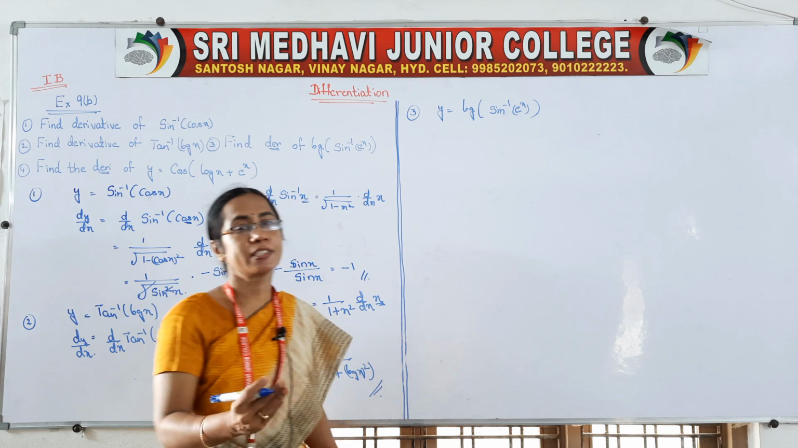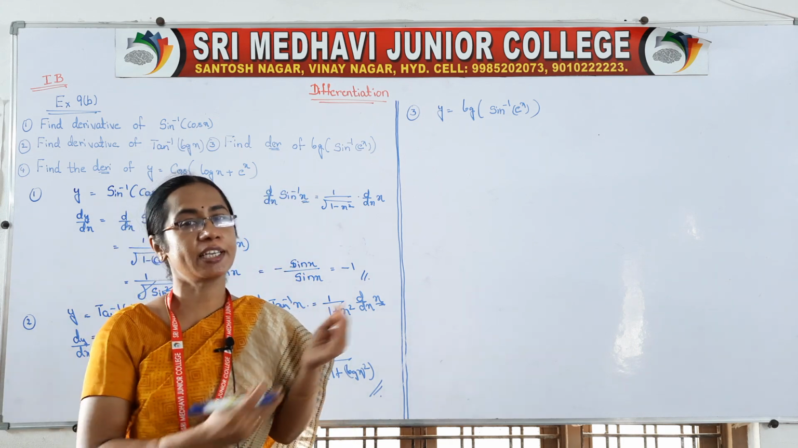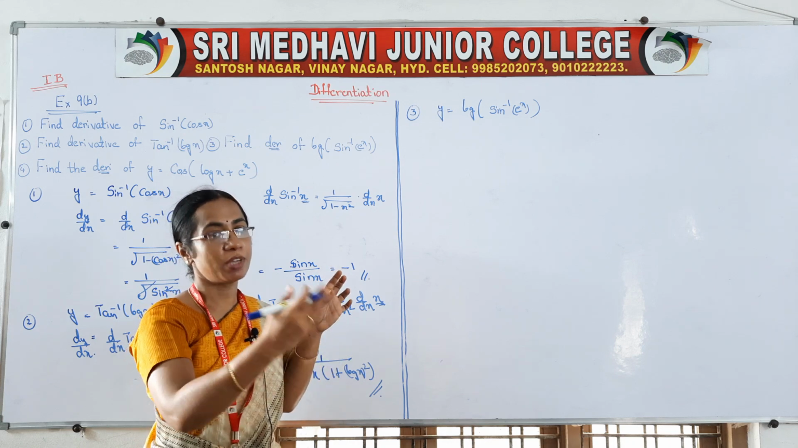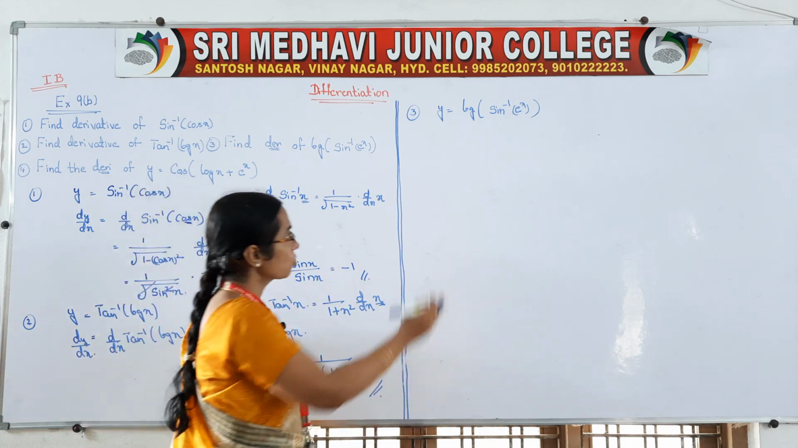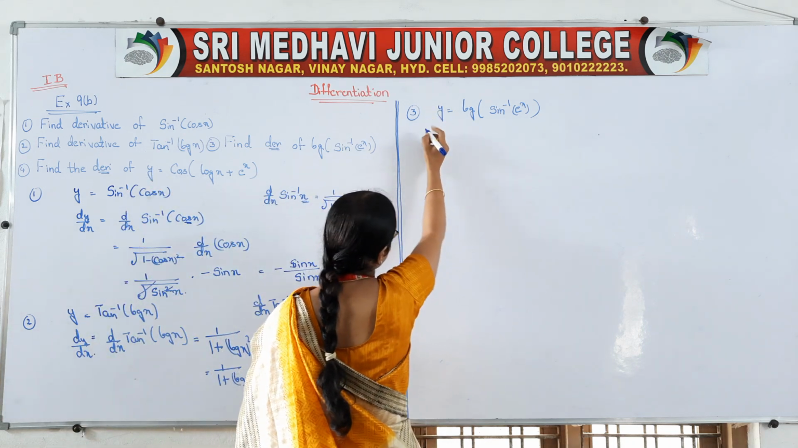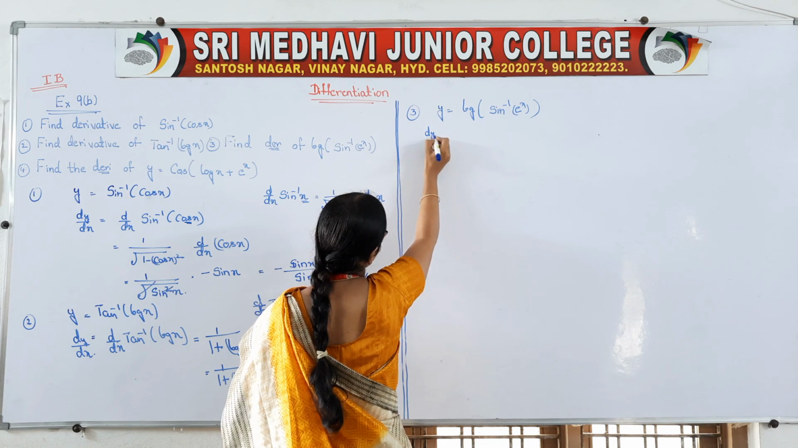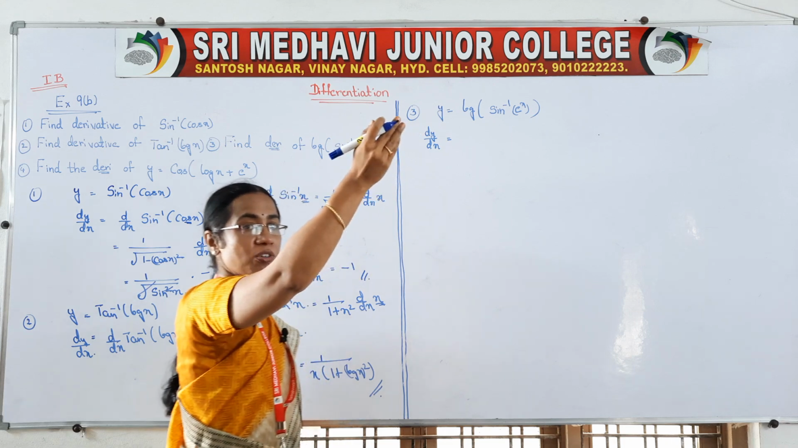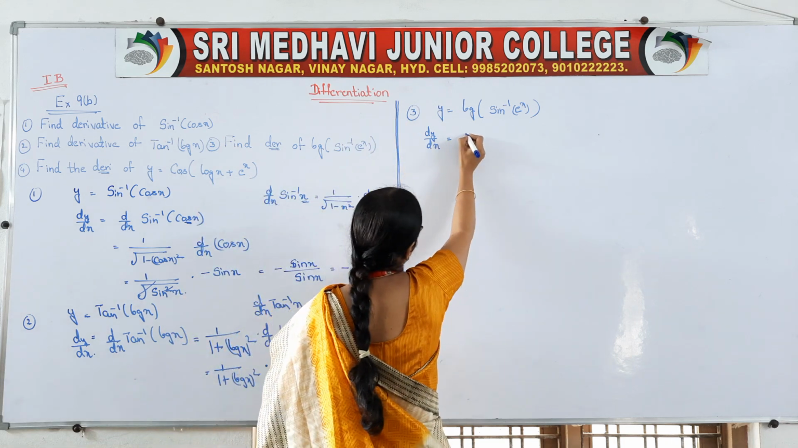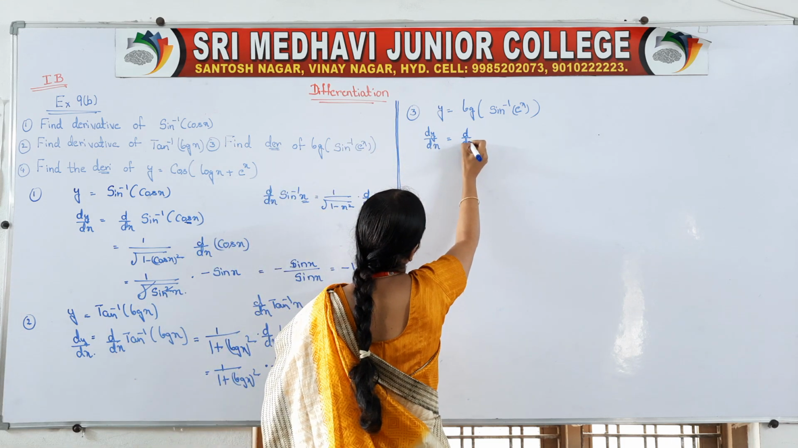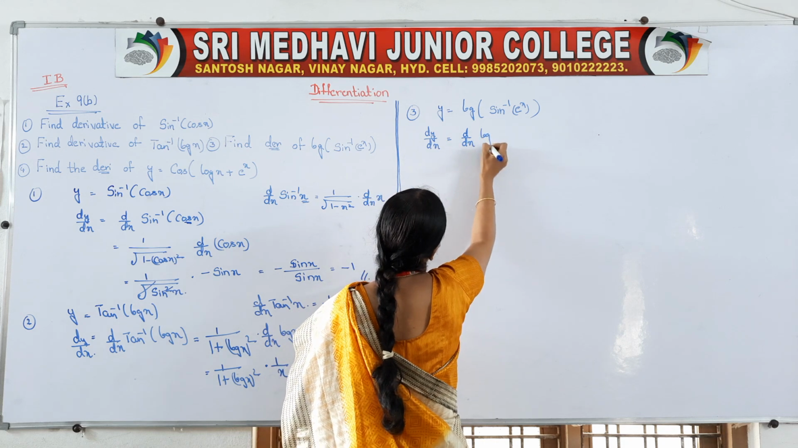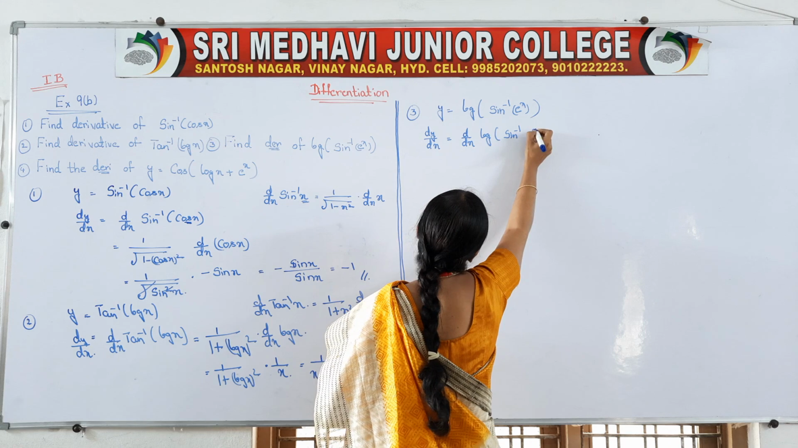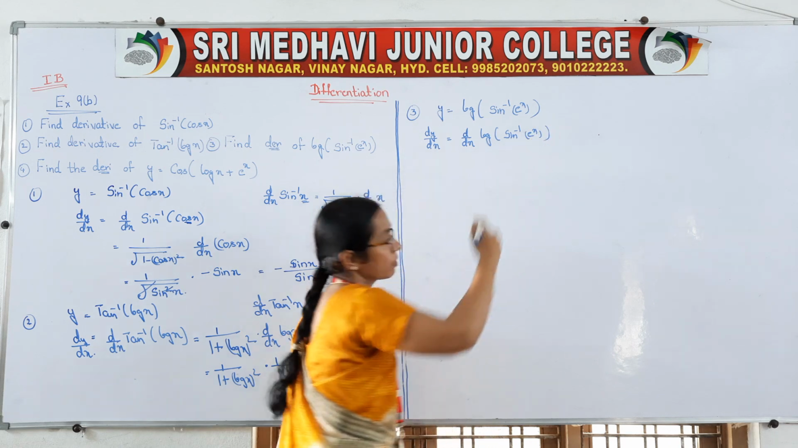So nothing but just like a chain, we are finding the derivatives. First derivative into d by dx of that variable, like that we are finding. So how will we find this derivative? Derivative means differentiating with respect to x on both sides. Both sides we have to take d by dx. So it is d by dx of log of sine inverse of e to the power of x.